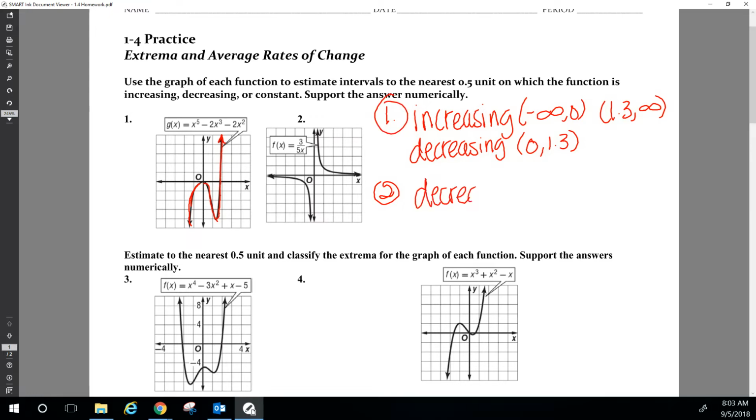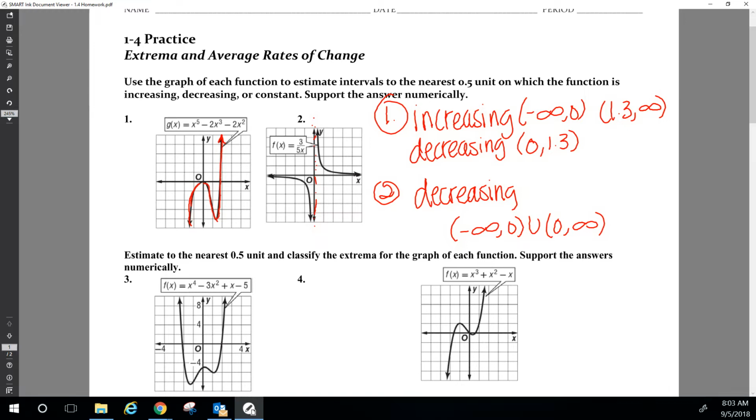We can't say we're decreasing everywhere because this is a rational function, which means I've got this asymptote here. So I have to say from negative infinity to 0, and then from 0 to infinity, because at 0 we're not increasing or decreasing, we have an asymptote there.